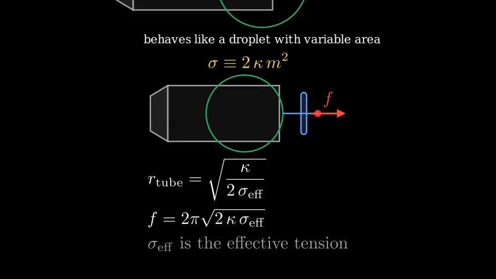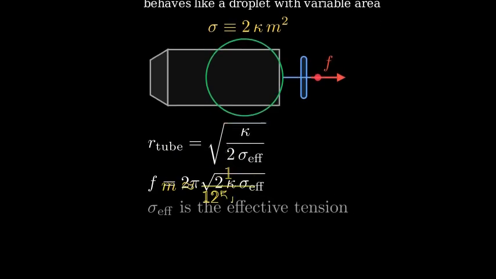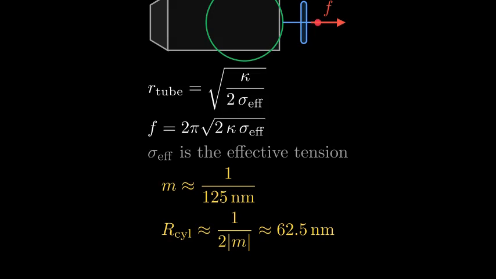Here, sigma effective is the interfacial tension relevant during pulling. When spontaneous tubulation dominates, it is reasonable to take sigma effective comparable to the spontaneous tension sigma. With a spontaneous curvature around 1 over 125 nanometers, the spontaneous tube radius is about 1 over 2 times absolute m, which is roughly 62.5 nanometers.